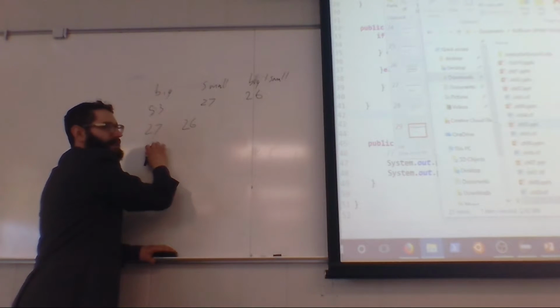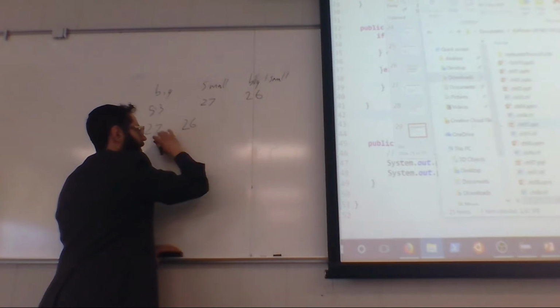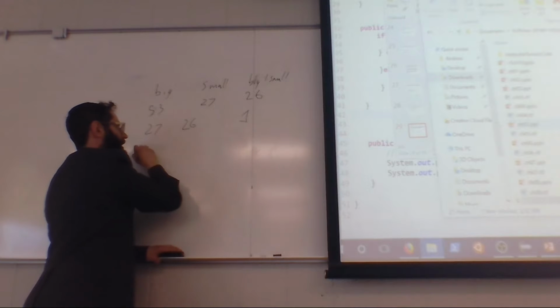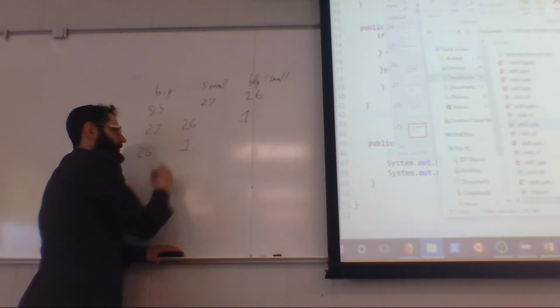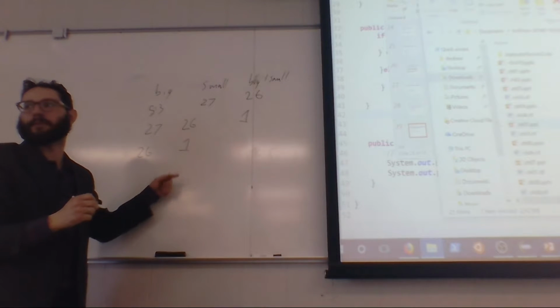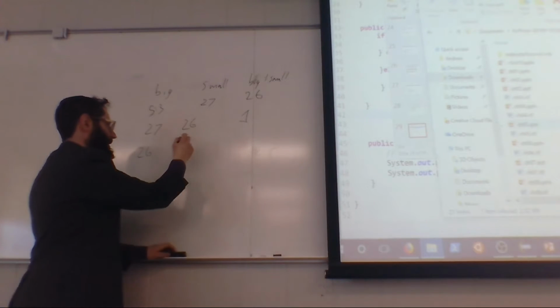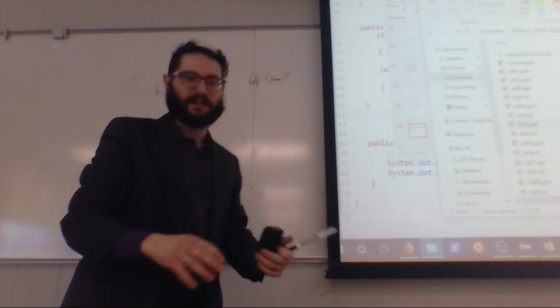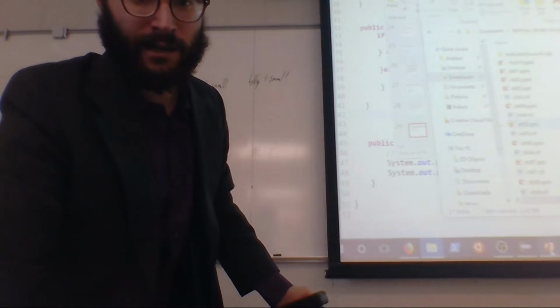Does this number cleanly divide this number? No, it does not. So now we do 27 mod 26. We get 1. Now we've got 26 and 1. Does this number cleanly divide this number? I would certainly hope so. 1 cleanly divides everything. So this is the Euclidean algorithm right here.